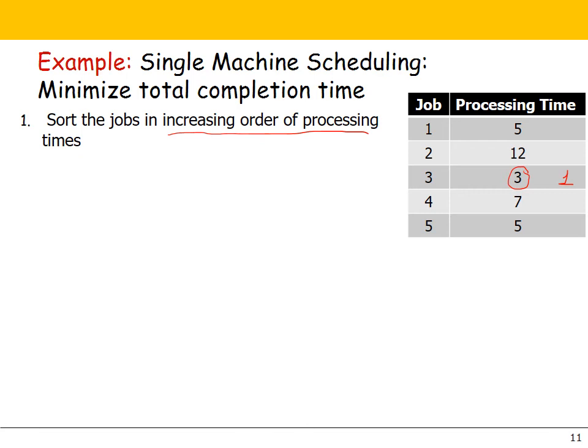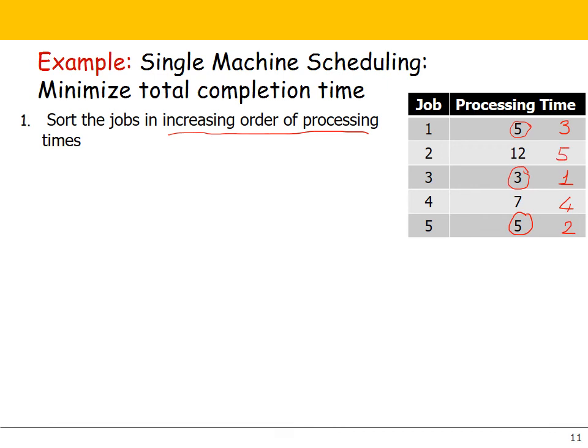And we see that job 1 and job 5 both have the same processing time, which is 5. Since there are no rules stated here, we can select any one of them randomly. If you like, you can say that job 1 is the second. If you like, you can say job 5 is the second. So I will say job 5 is the second, and job 1 will be the third, and job 4 will be the fourth, and job 2 will be the fifth.